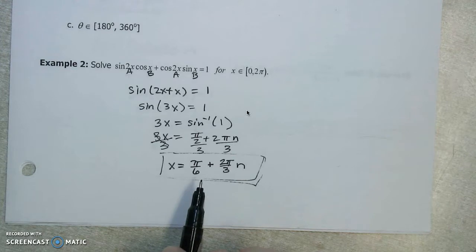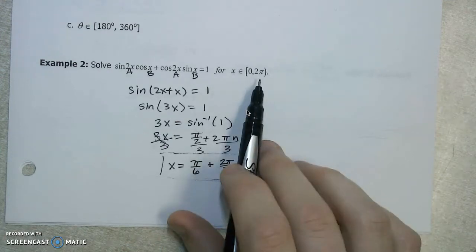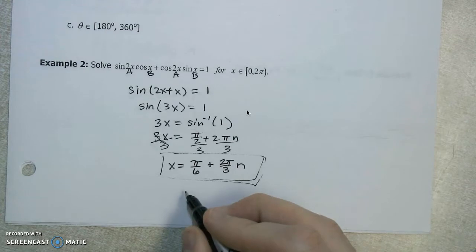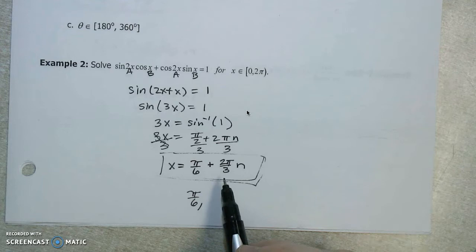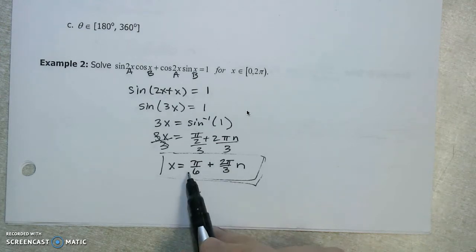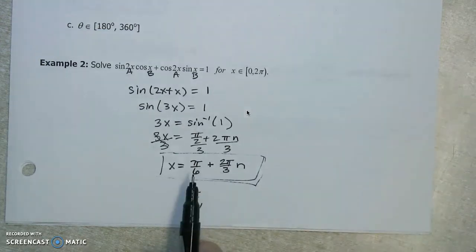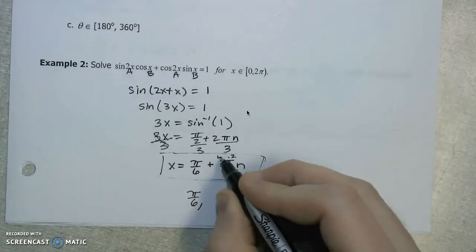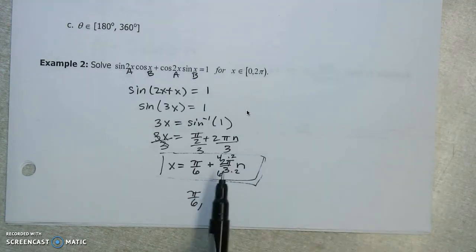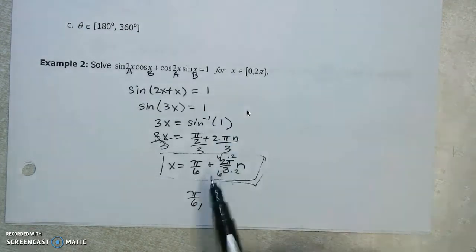So let's start with pi over 6. Pi over 6 is between 0 and 2 pi, so that's one of my answers. What if I subtract 2 pi over 3? Well, first of all, I need to think of 2 pi over 3 in terms of a denominator of 6. So I need to get a common denominator here. If I multiply by 2, that would be 4 pi over 6. So if I were to subtract 4 pi over 6, I'm going to get a negative, and I need stuff that's greater than 0. So I'm not going to subtract.